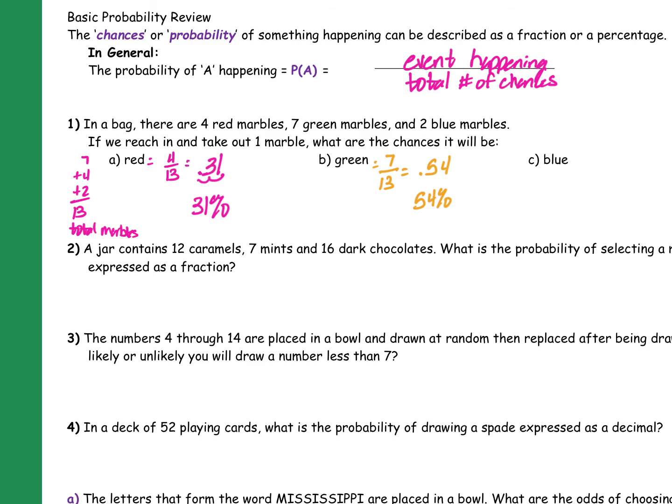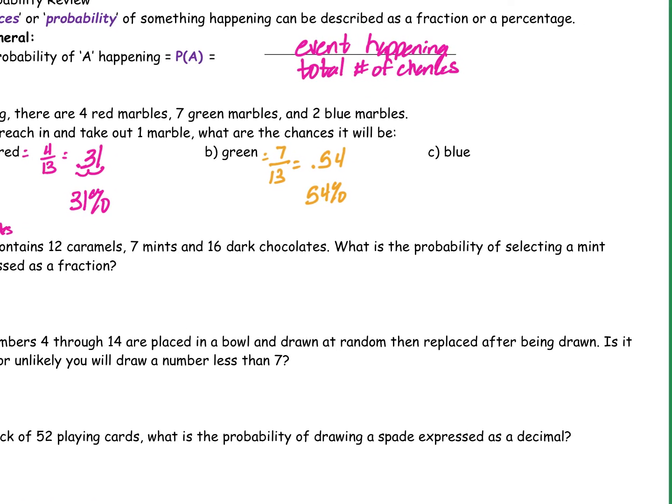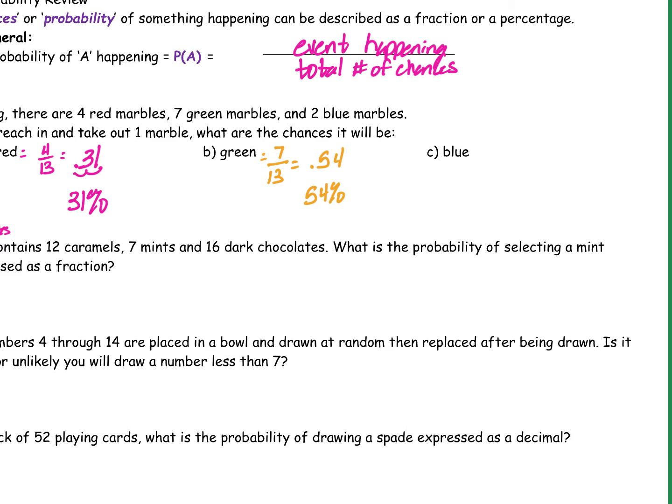And then blue, Ketlin already told me, we've got 2. So that's going to be 2 out of 13. So if I put that as a decimal, I'm going to do 2 divided by 13. 2 divided by 13 is 0.15. And then that's 15%.